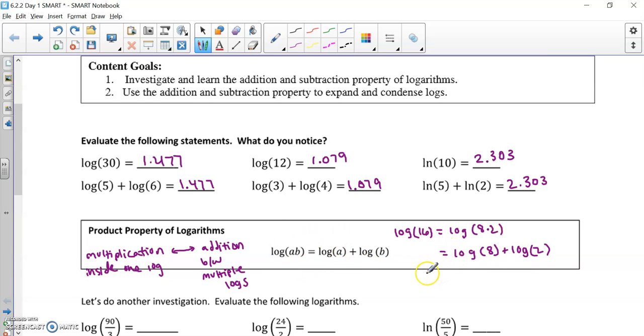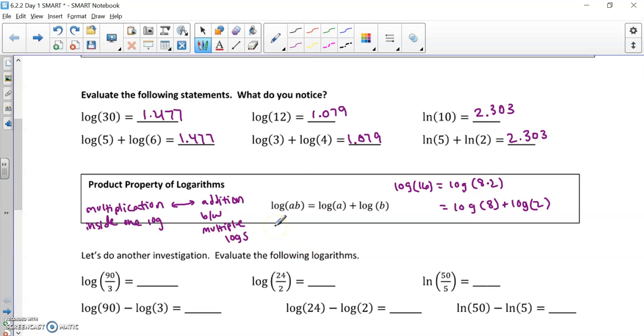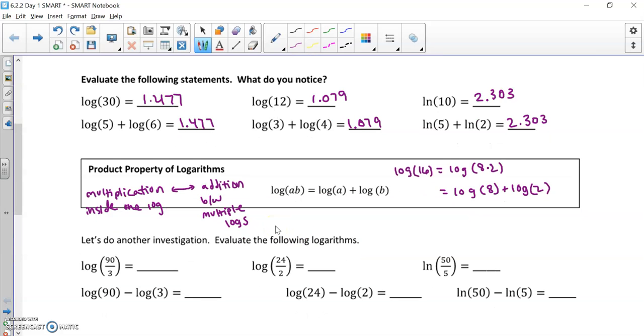Now it also says that I could go backwards. If I had log of 8 plus log of 2, I can work my way up and show that that equals log of 8 times 2, which then is just log of 16. All right, so that's it for the product property. Now let's move on to the next property.